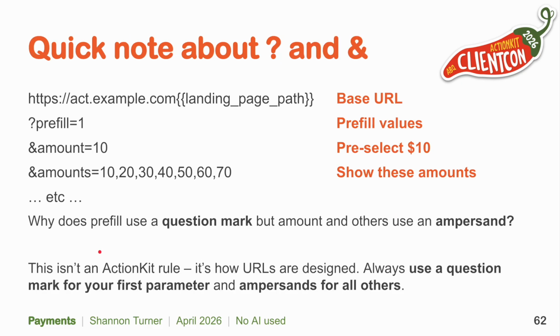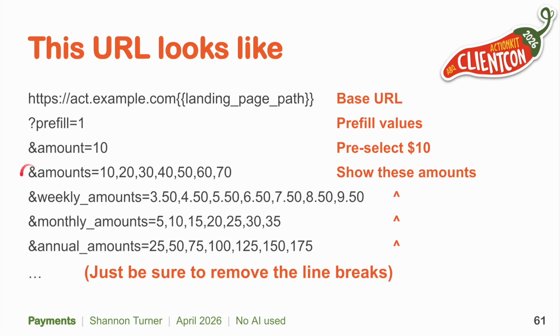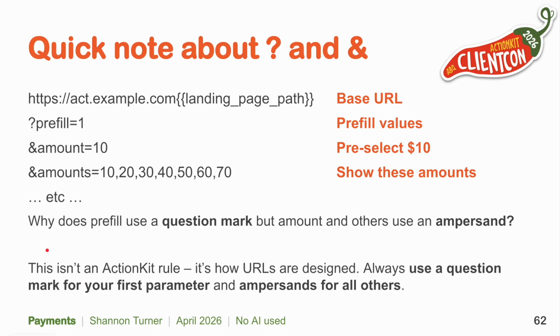And if you're looking very closely, you might be wondering why on the last slide I used a question mark before prefill, but I used an ampersand for all the others from amount to amounts, weekly amounts, monthly amounts, and annual amounts. This is not specific to ActionKit. This is actually across the entire web. The first URL parameter for any URL is always prefixed with a question mark, and every URL parameter after that is prefixed with an ampersand.